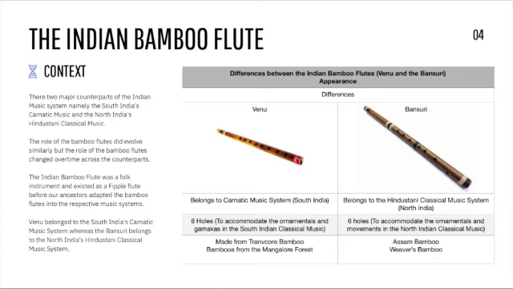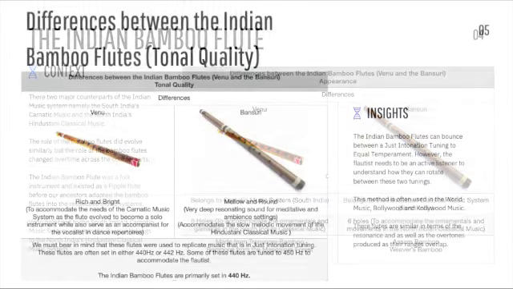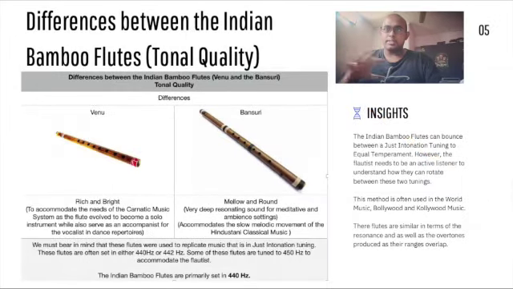So let's go into the composing aspect of it. We need to know the tonal quality, the differences between these flutes. The Venu is rich and bright, of course, to accommodate the ornamentals in the Carnatic music system. And also when the flute became an accompaniment instrument for the dance fraternity, Bharatanatyam, the traditional fraternity, to accompany female singers, we usually have to use G, or A, and when we are accompanying a male vocalist, we use C or D. So these are the ranges that we use in a classical context.